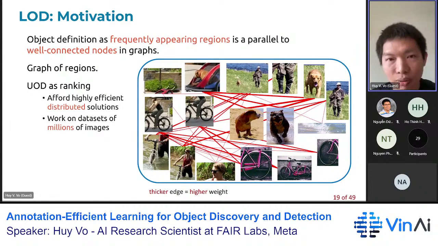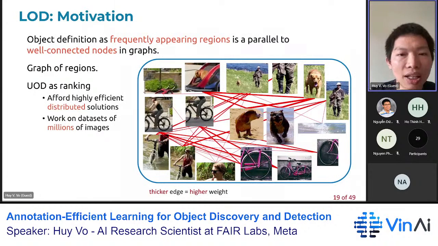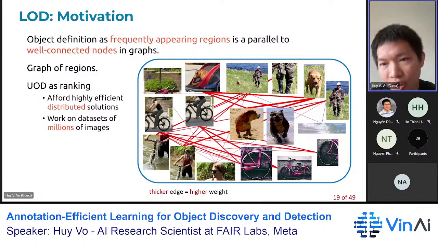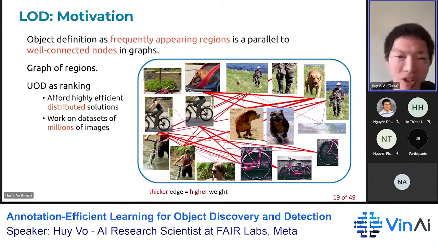And to see this analogy, we now consider the graph of regions and not the graph of images, where regions are nodes, and between every pair of regions there is a weighted edge with a weight that shows their similarity and objectness. An example of the graph is shown here on the slide, where the edge is thicker if the weight is higher. By our definition, objects are visual patterns, regions that are similar to other regions in other images. It means that they have many high-weighted edges to other regions in the graph. In other words, they are well-connected nodes in graphs.